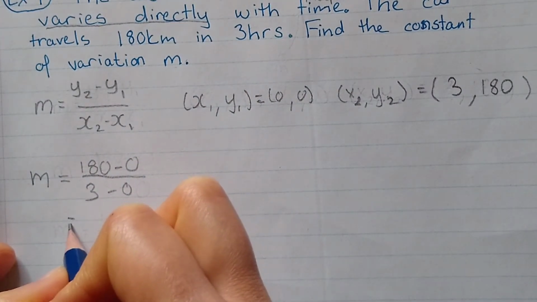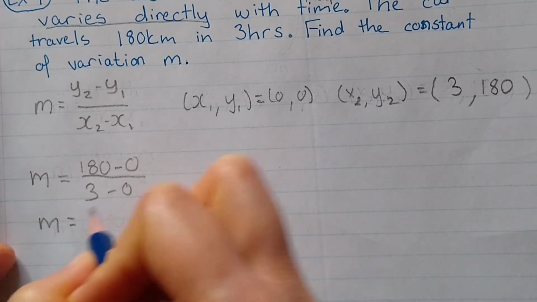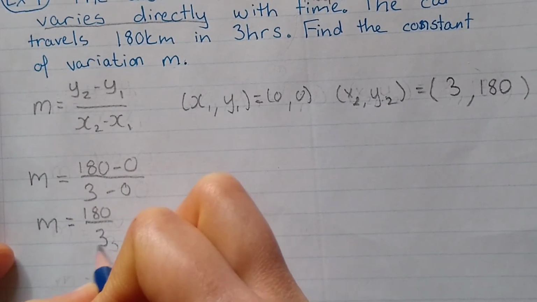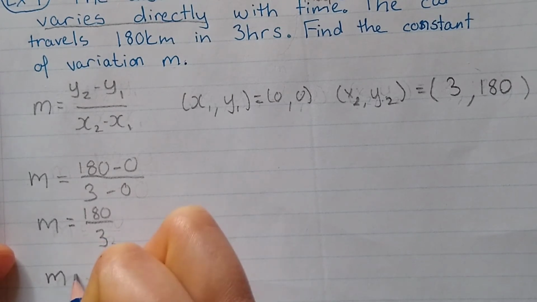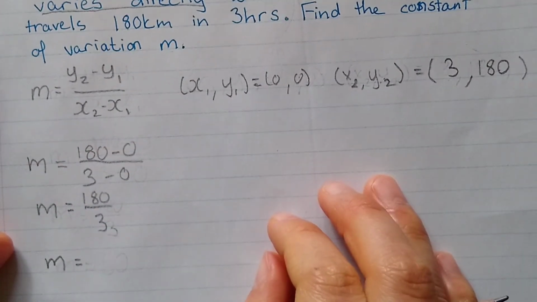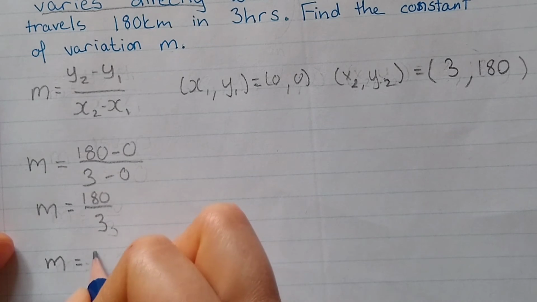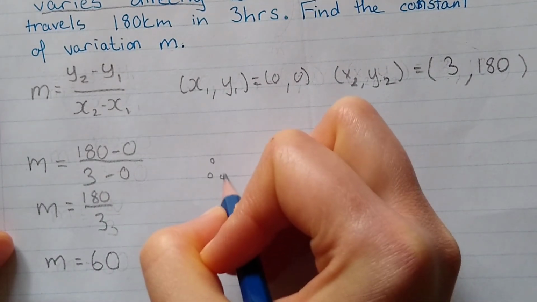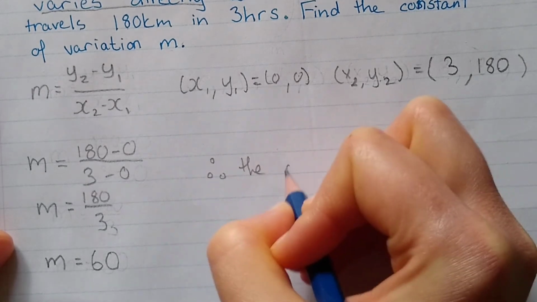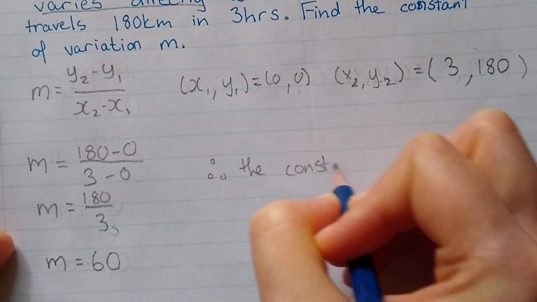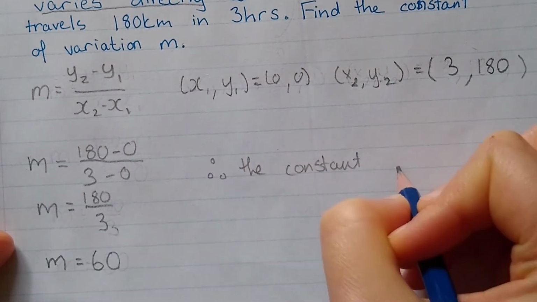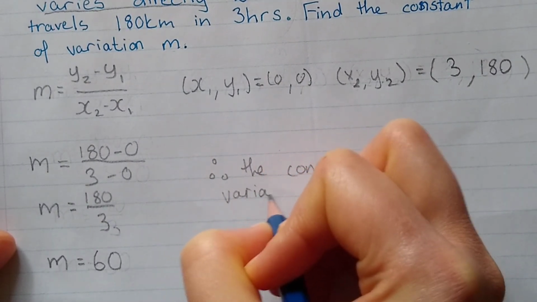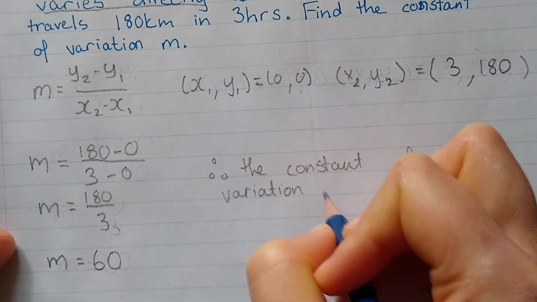So you'll get 180 minus 0 on the top, which is just 180. And 3 minus 0 on the bottom, which is just 3. And 180 divided by 3 is 60. So you can say, therefore, the constant of variation is 60.